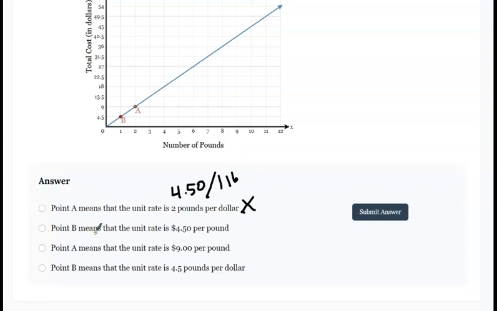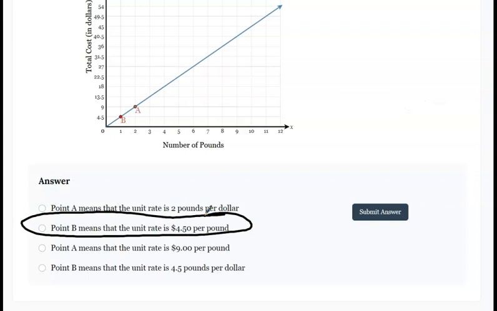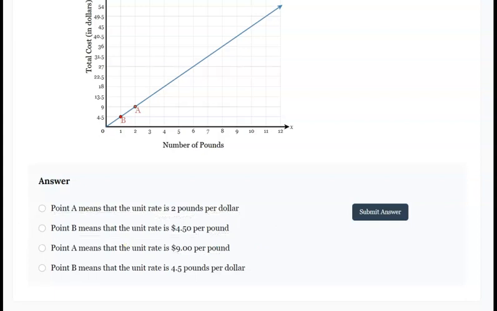Now let's see, point B means that the unit rate is $4.50 per pound. So let's look at point B. It has a rise of 4.5 and a run of 1. Is that a unit rate? Yes. So this is true. Let's read the rest. Point A means that the unit rate is $9 per pound. No, it is $9, but that's for 2 pounds, which is not a unit rate, right? Not a unit rate. So we're going to click the second choice here for point B.